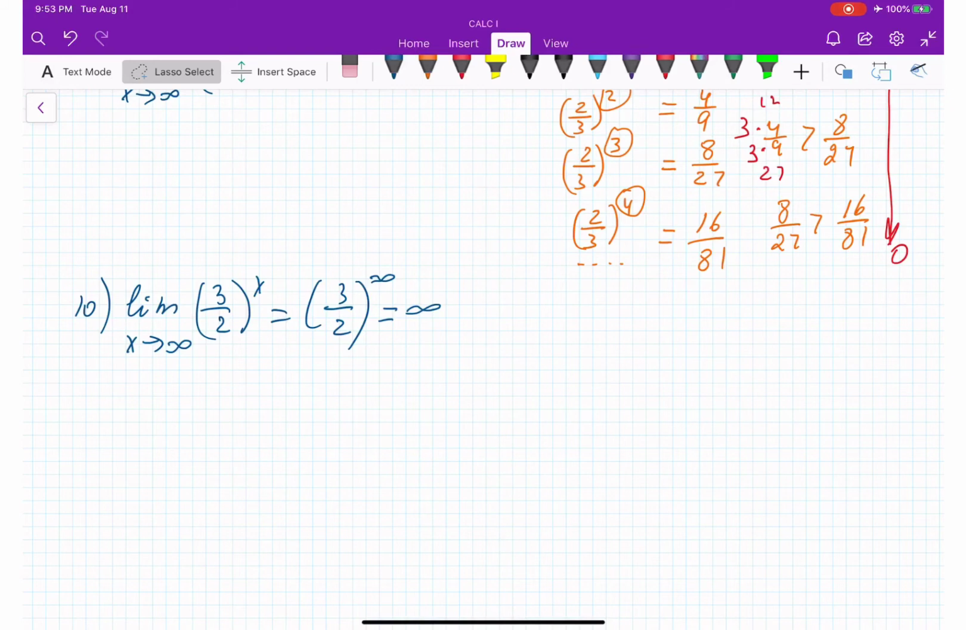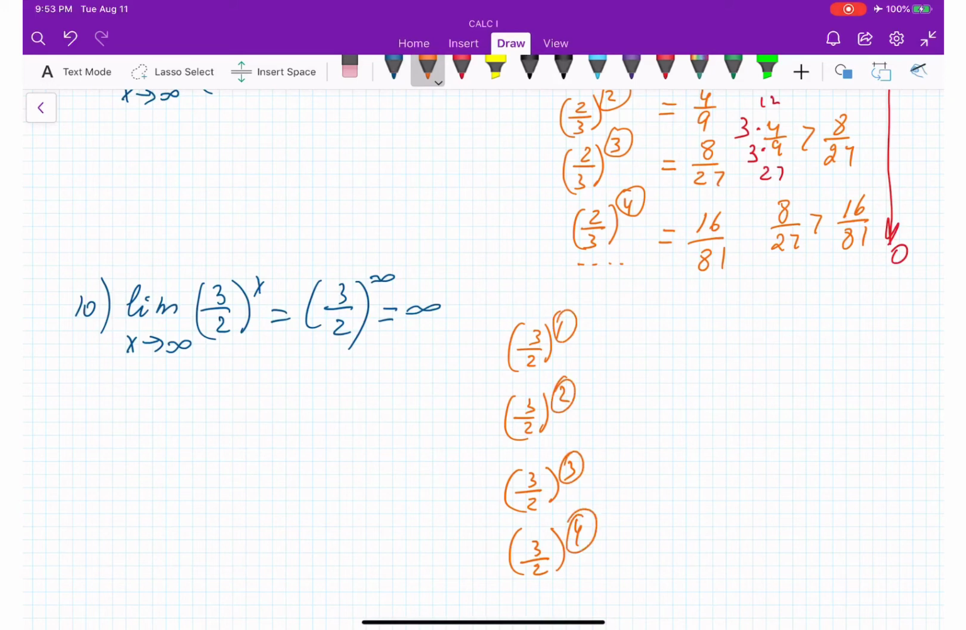Okay, let's do it. So I'm taking 3 over 2. Since our exponent is running to infinity, I'm going to grow the exponent. 3 over 2 to power 1, 3 over 2 to power 2, 3 over 2 to power 3, and 3 over 2 to power 4. As you can see, it's increasing: 1, 2, 3, 4. So indeed, we are heading towards infinity. Now let's see what's going to happen to the result.